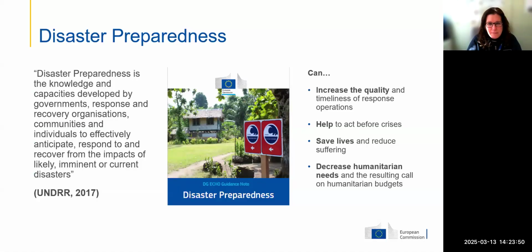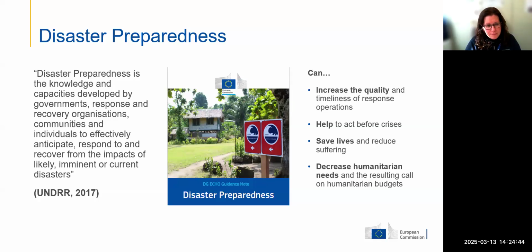Next slide, please. As I said, please know that we have a guidance note that you can find. It's open source, and we take from UNDRR. So thanks, colleagues from UNDRR, a very dear partner to us. Of course, the definition of what is disaster preparedness for us. What we know is that working on disaster preparedness, and tackling disaster preparedness, can increase the quality and timeliness of response operations. We really want to see, and we are really advocating for, more disaster preparedness across all the humanitarian actions funded by DG ECHO. All humanitarian actions funded by DG ECHO, we are expecting to see disaster preparedness action and disaster preparedness mainstreaming.